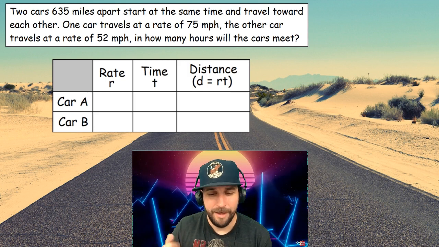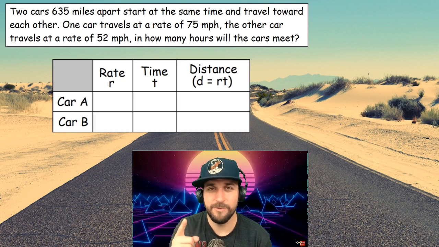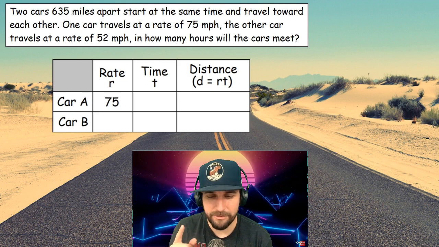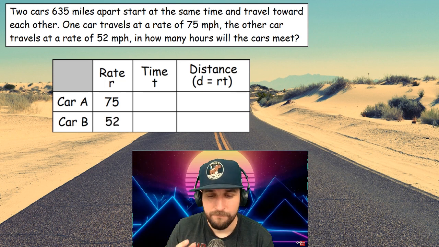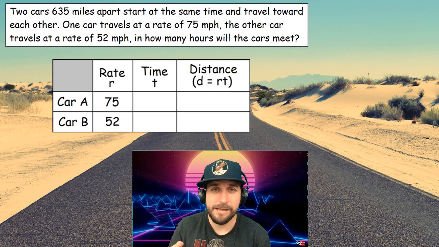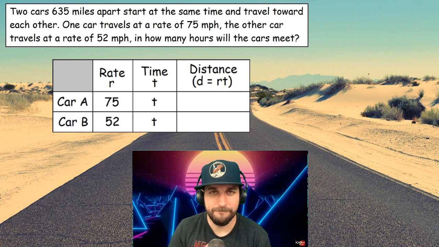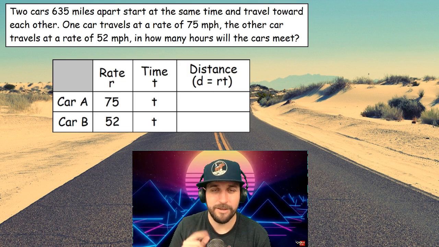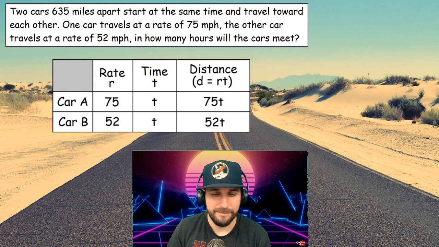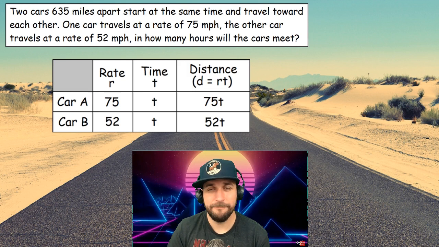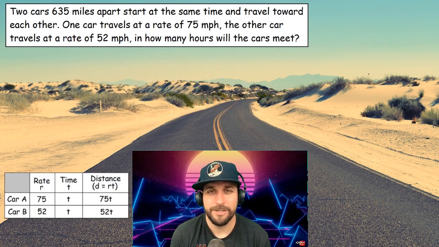Okay. Car A, we'll say that was the one going 75 miles an hour, so its rate was 75. Car B's rate was 52 miles per hour. Time, they both start at the same time, so their time is the same. So we'll call them both T for time. So distance equals rate times time. So car A went 75T and car B went 52T. That's their distance. Now we're going to actually solve for T.